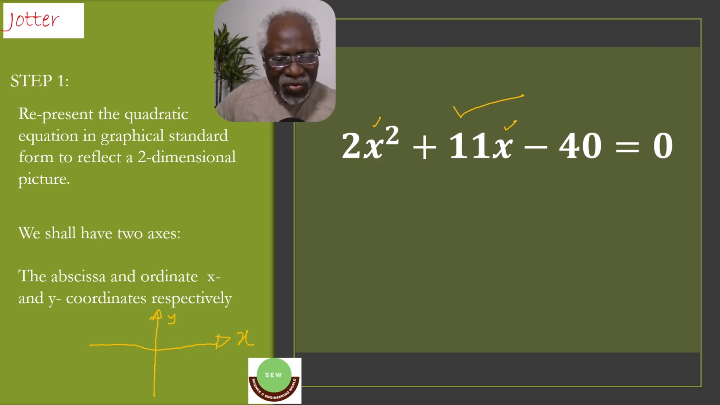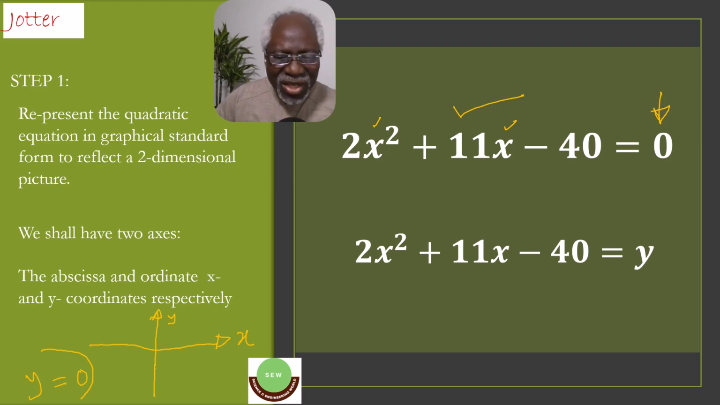For us to have the y-axis now, we need to replace the 0 here with y. So we're going to have y equals 0. And we'll see as we go on that this is very significant. So we can rewrite this equation as 2x squared plus 11x minus 40 equals y. So we have our two axes that are going to be represented here, the x and the y axis.